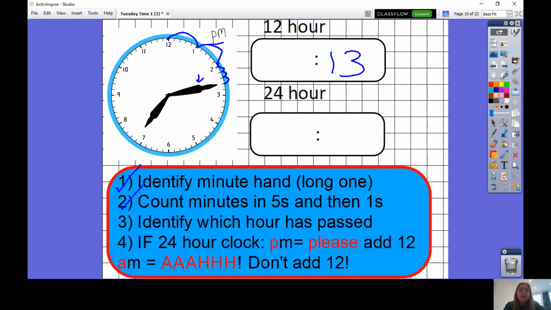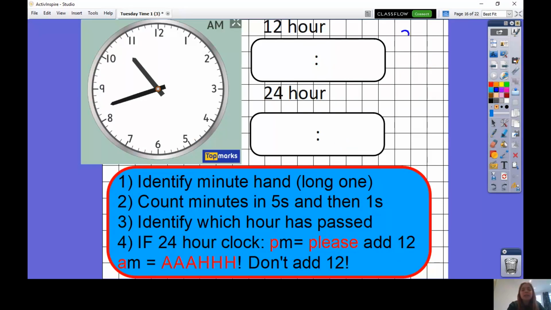Now, which hour have I just gone past? I've gone past 7. That's 7:13. Now I check if it's AM or PM. That's a PM time. Do you add 12 or not? Yep. PM means please add 12. 7 add 12 will be equal to 19, and then we put 13 on.